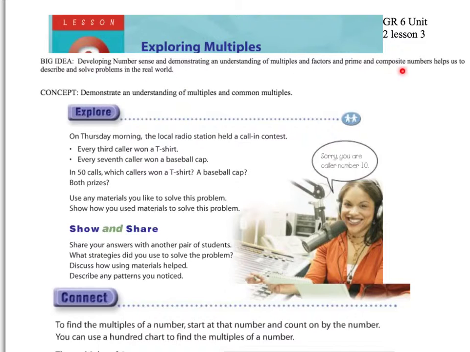Multiples, factors, prime and composite numbers are all what we call number sense, and that's the second part of this unit. Our concept today will be demonstrating an understanding of multiples and common multiples only.